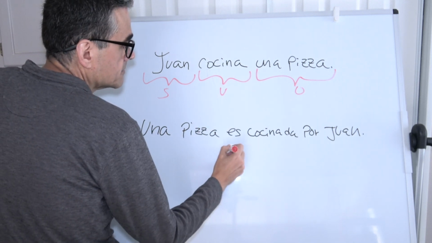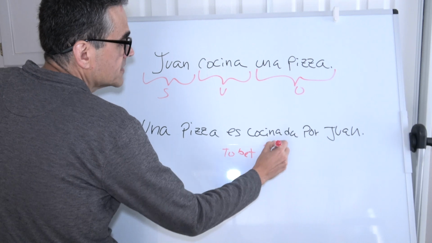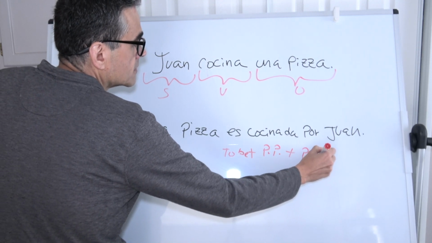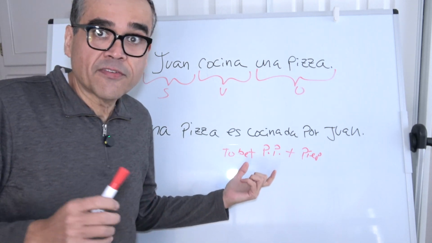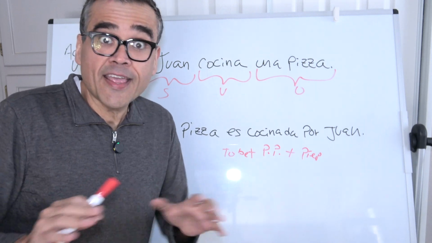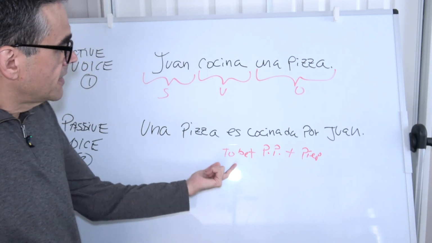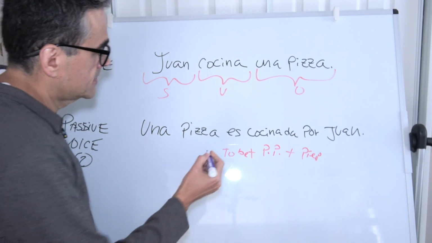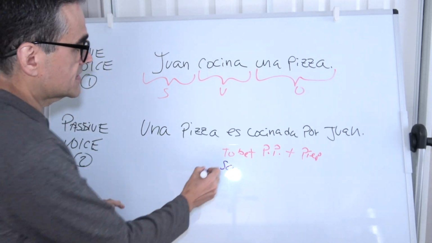This is the verb to be plus the past participle plus a preposition, the preposition por. And this is the cool thing about this. This is like an equation, it's never going to change. So, things to remember. The verb to be, see, is ser. No estar, ser. Things to remember, ser.